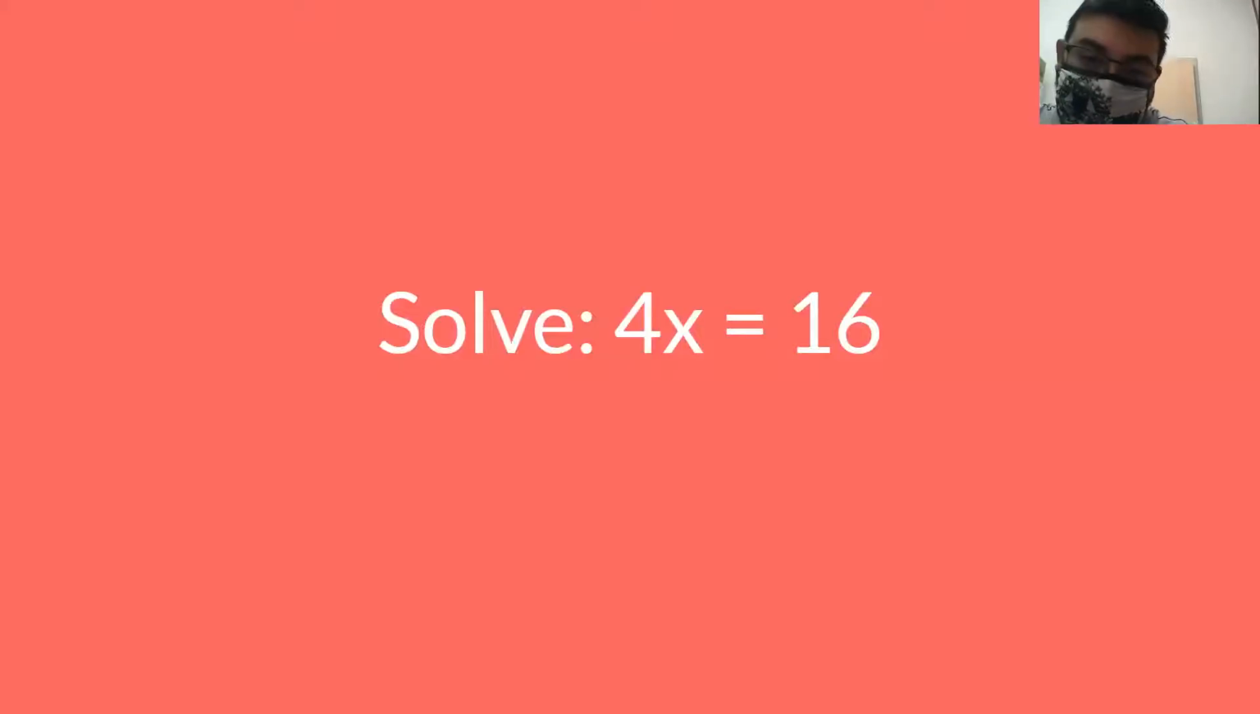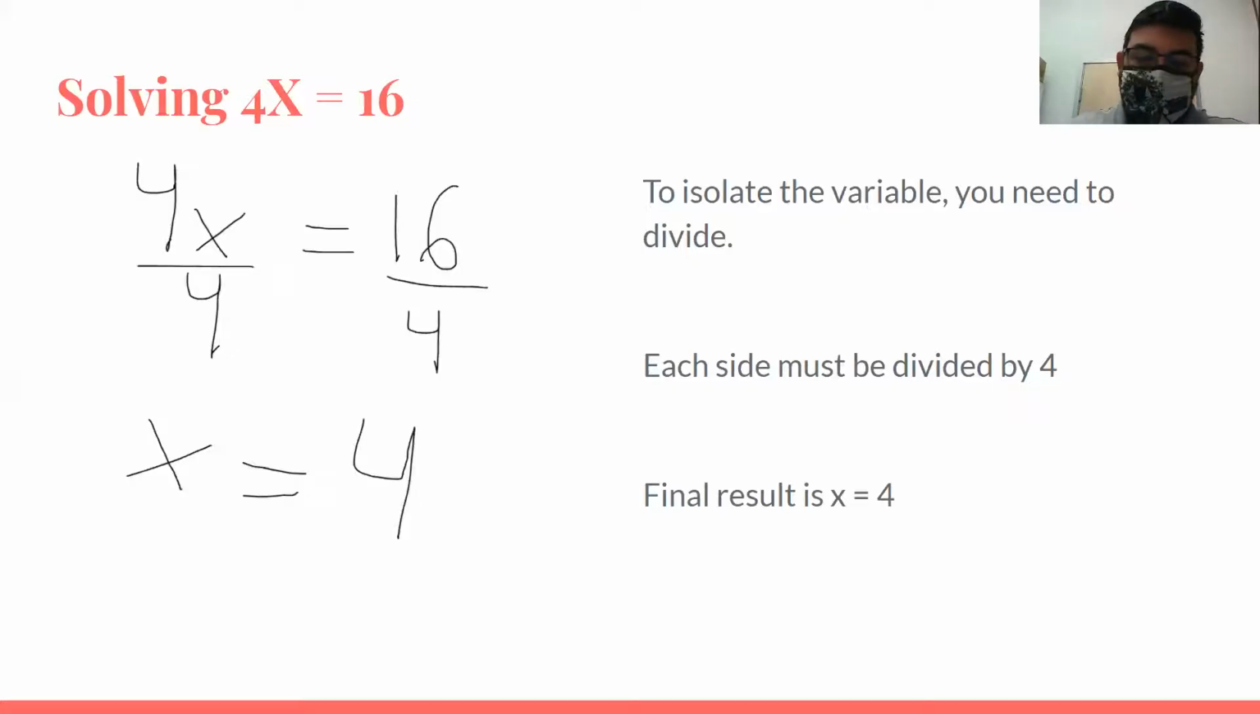So 4x equals 16. Try solving it, see what you got to do. All right. So to isolate the variable, you want to do the opposite. So 4x is essentially 4 times x. The opposite of multiplying is division. So you want to divide 4 on both sides. You have to get rid of this 4 if it's attached to the x to get x all by itself.